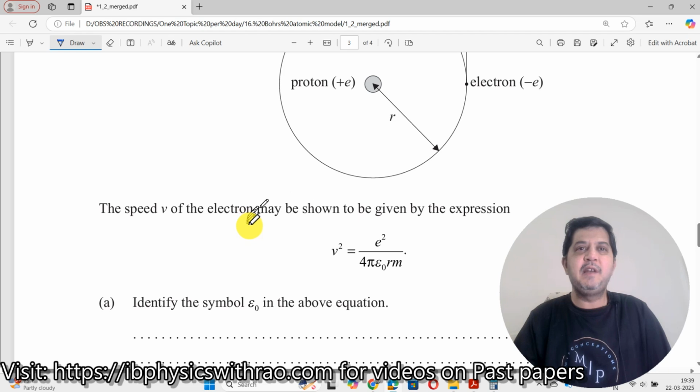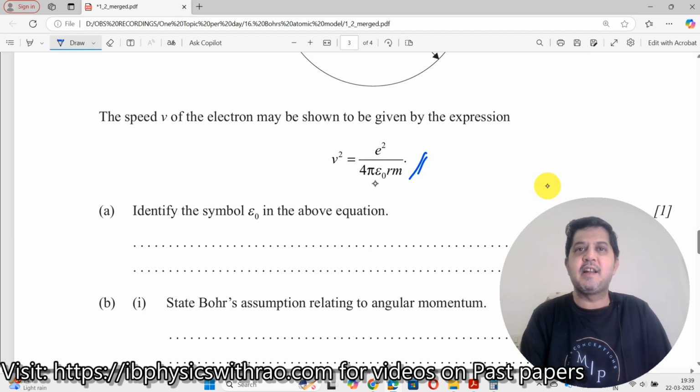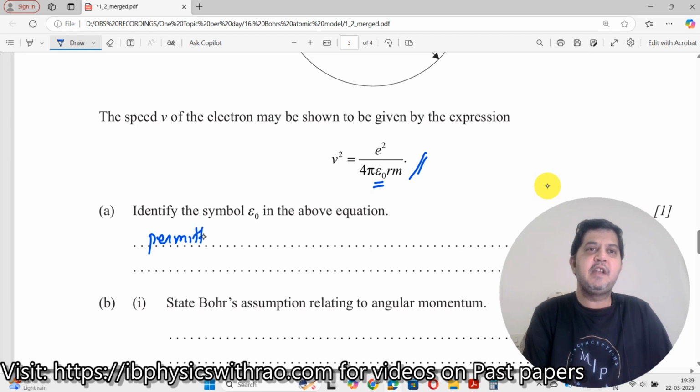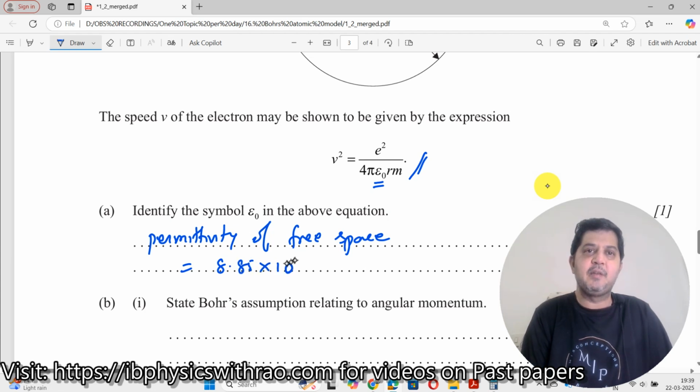The speed v of an electron may be shown to be given by the expression v square equal to so much. You need not learn it by heart, it's already given to you. Identify the symbol epsilon naught in the above equation. What does epsilon naught stand for? Epsilon naught stands for permittivity of free space. If you want, you can also write down this value, which you get from your data booklet: 8.85 into 10 to the power of minus 12.